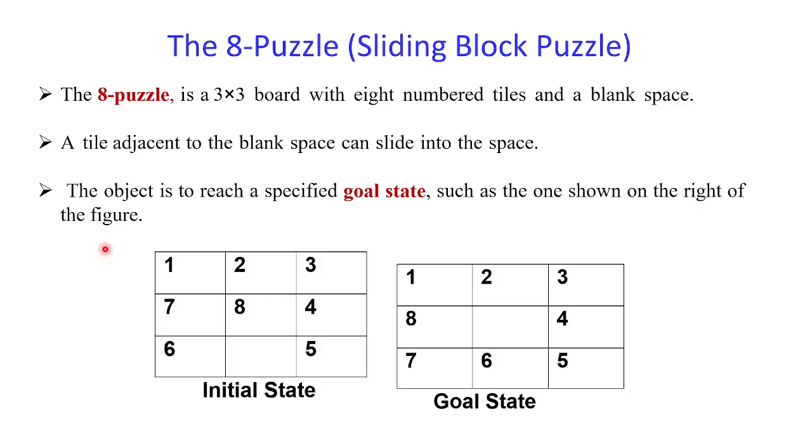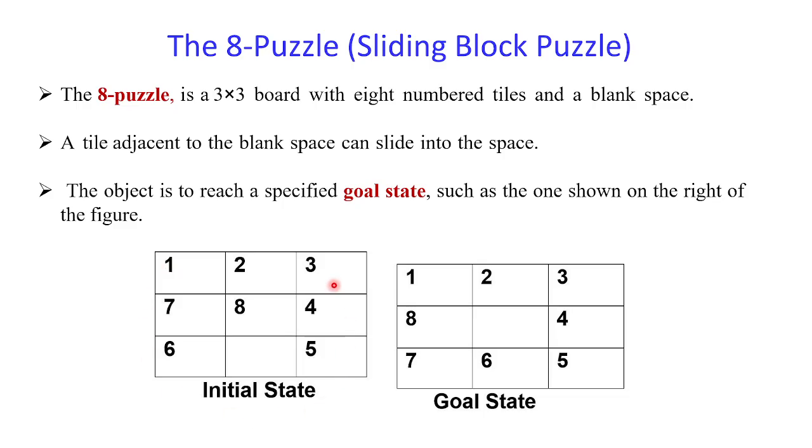Now, the puzzle is played on a 3 cross 3 grid. Eight of those are occupied by tiles numbered from 1 to 8. The rule is, the ninth square is a blank space, obviously, because there are 8 numbers. A tile that is immediately adjacent to the blank space, horizontally or vertically, you can slide the particular tile.